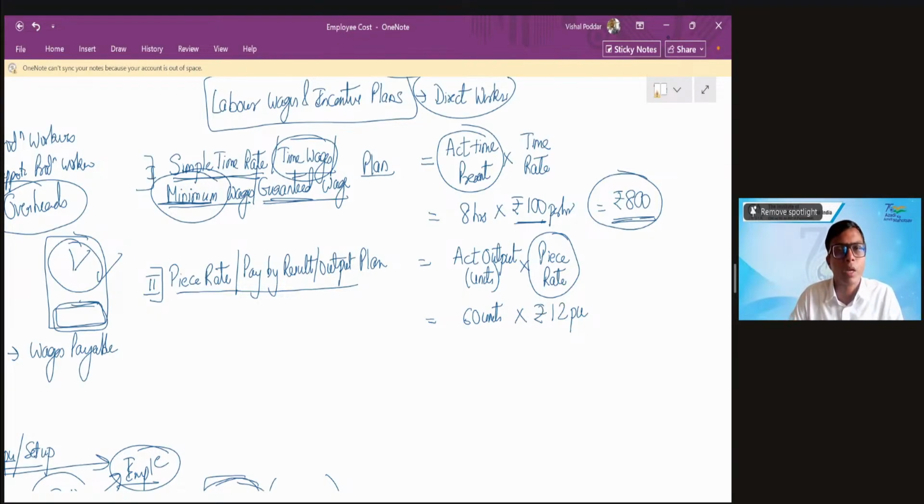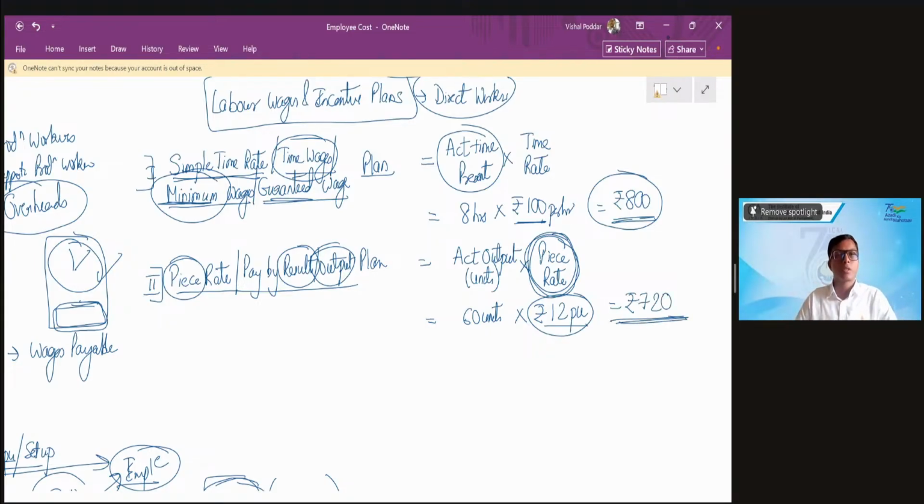So under this plan, I am making payment to you by the result, that is the output that you have done. And because here the rate I am using is per piece, that is, for a piece you made, what is the per piece wage. So here the wage rate is fixed per piece of output. Let us say it is 12. So the wages that you are getting over here is ₹720.